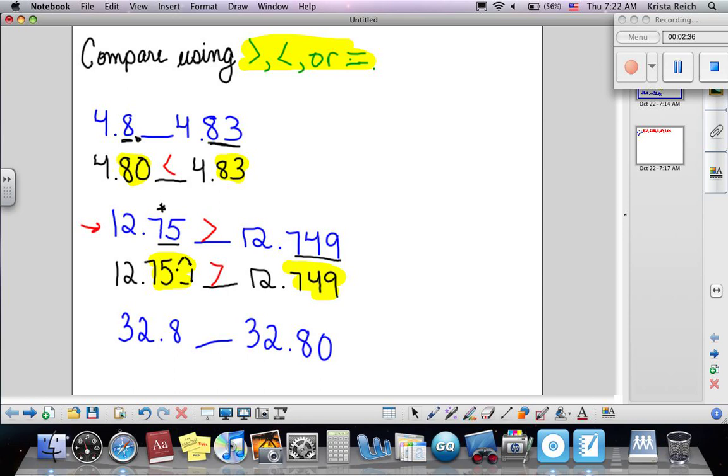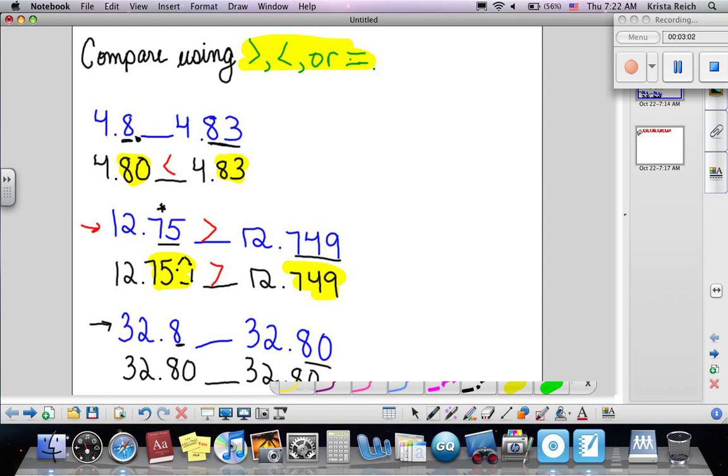Then in this last example, we have 32.8 and 32.80. Again, I notice that I only have tenths here and I have hundredths shown here. So I'm going to annex the 0, making this 32.80, and this one stays the same. And look at that. If I look at those two numbers at the end, I notice that they are in fact equal, which means these two numbers are equal.